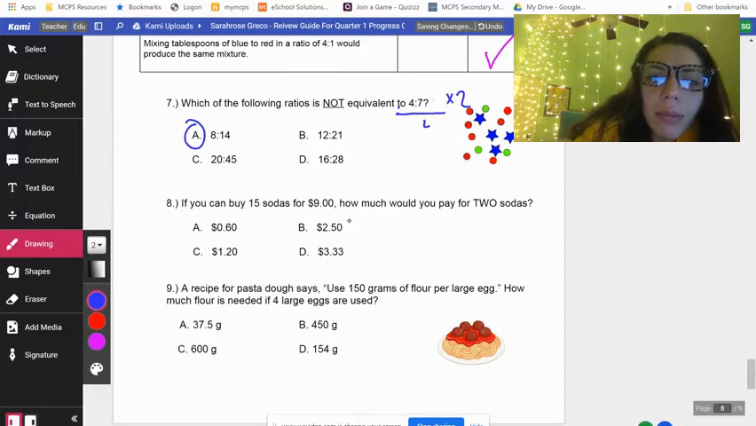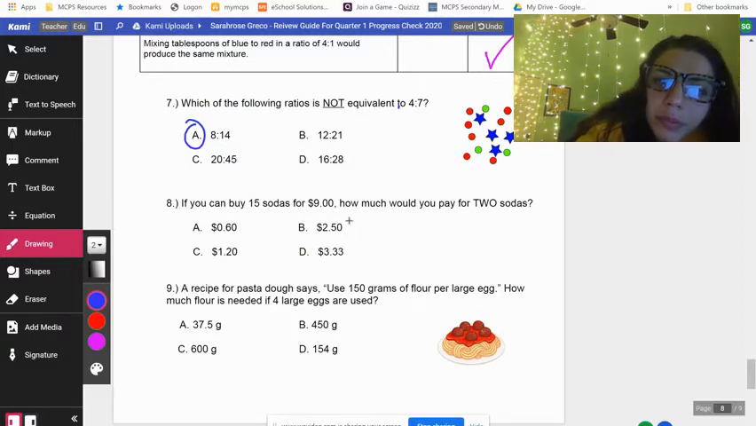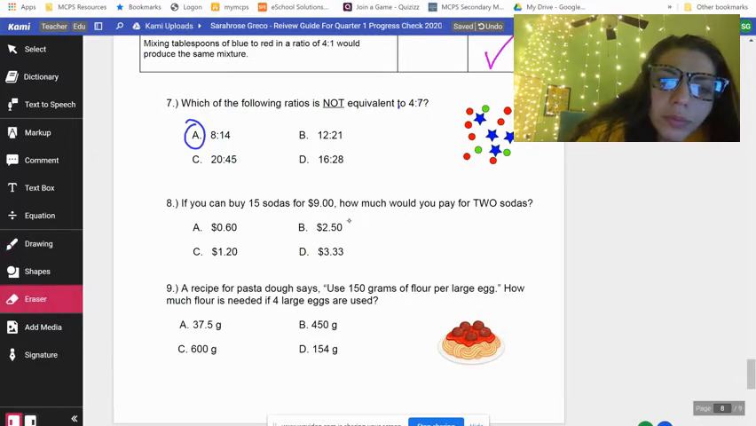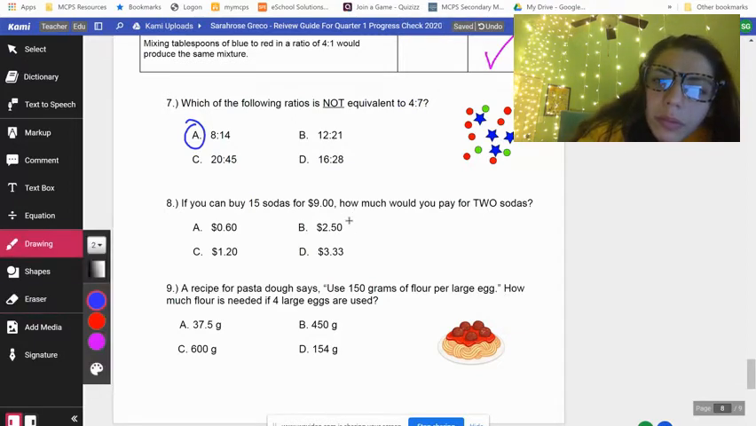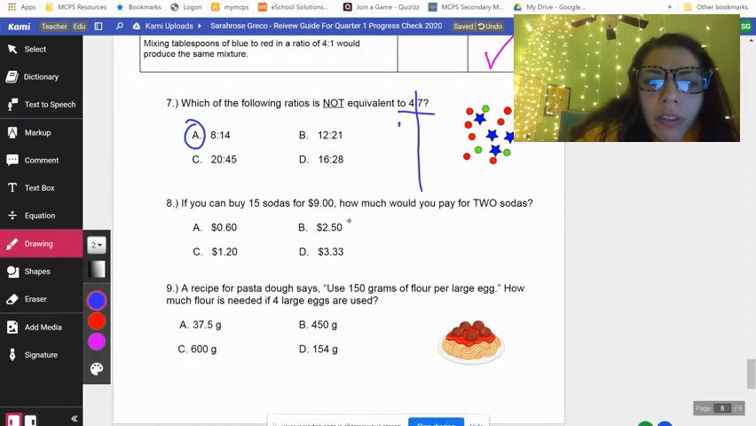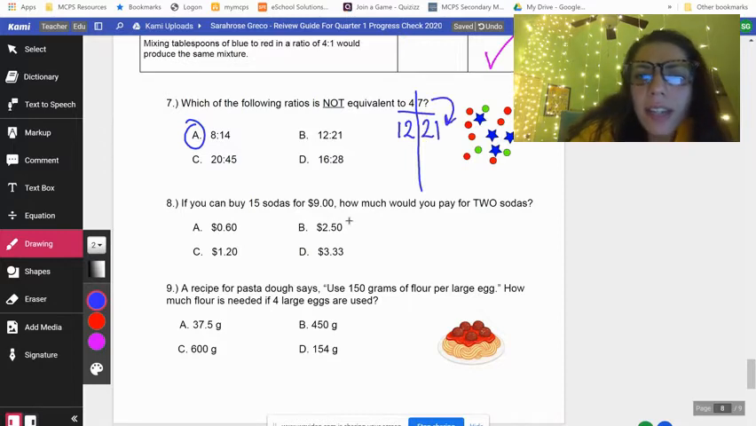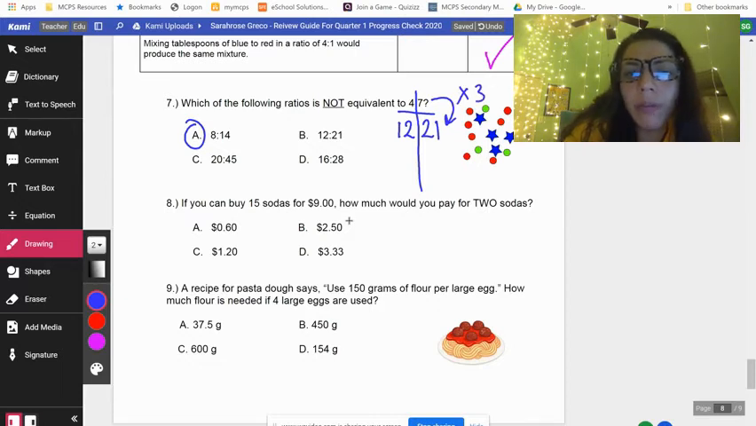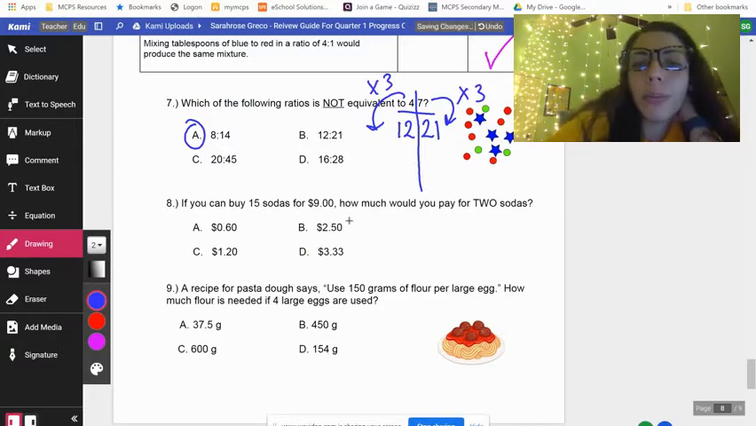Let's keep the same table. Well, let's redo it. Okay, 4 to 7 again. Let's look at B. 12 on the left and 21 on the right. 7 times 3 is 21. Is 4 times 3 equal to 12? That's true. They're both true. So B is equivalent to 4 to 7.